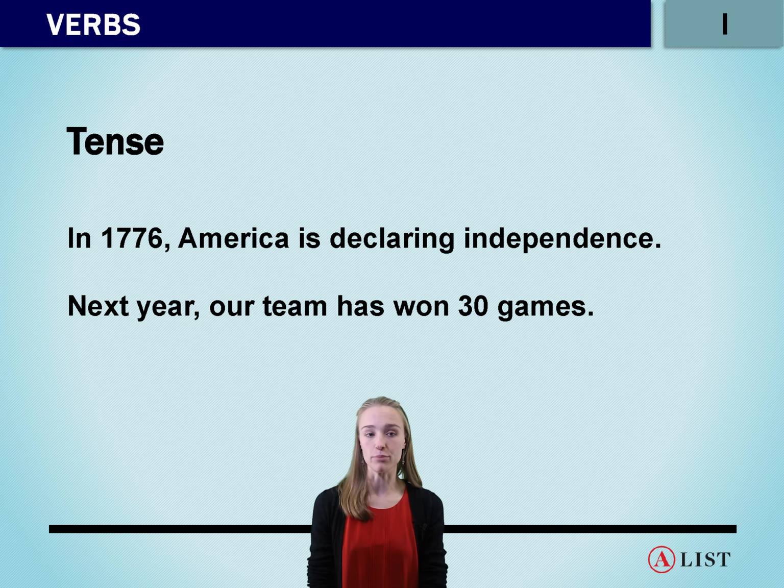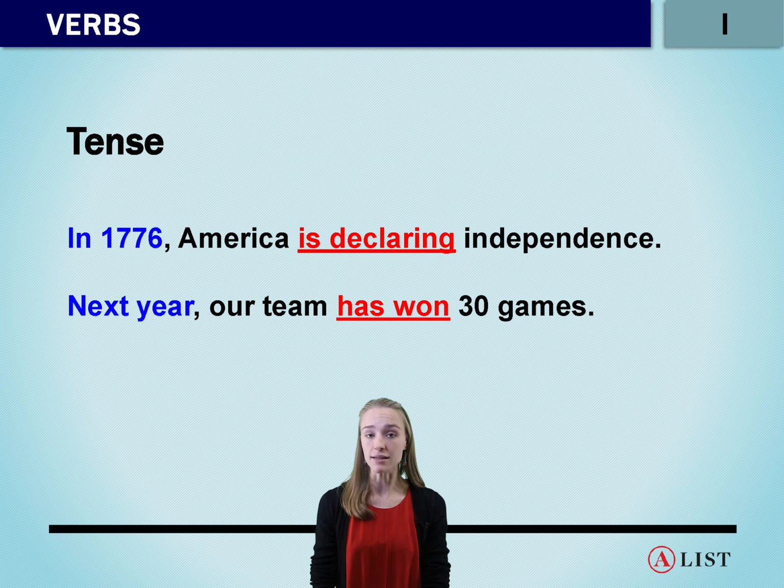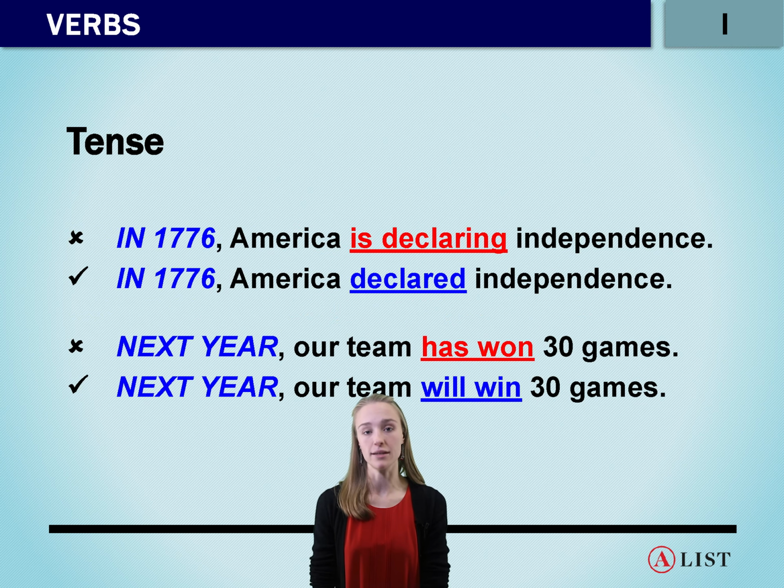So our first example here, we have in 1776, America is declaring independence. In this case, we have a big clue about our time period, in 1776. If that is not happening in the present, and it's not, it's happening in the past, we cannot use a present tense verb with that phrase. Instead of saying in 1776, America is declaring independence, we would need to say America declared independence.